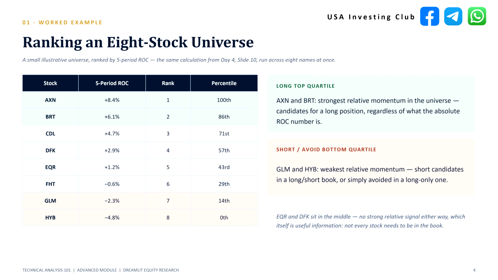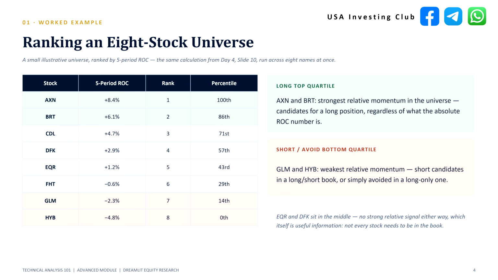FHT posts negative 0.6%, ranking sixth, the 29th percentile. GLM posts negative 2.3%, ranking 7th, the 14th percentile. And HYB posts negative 4.8%, ranking 8th and last, the 0th percentile.